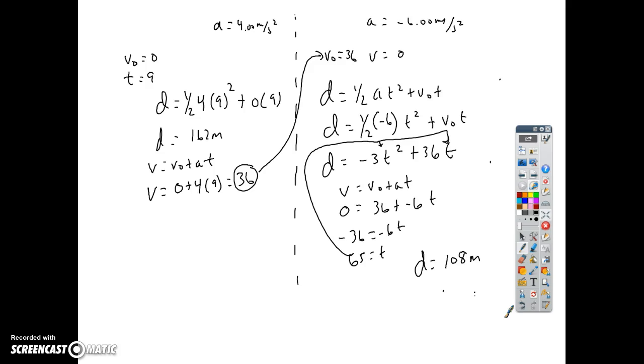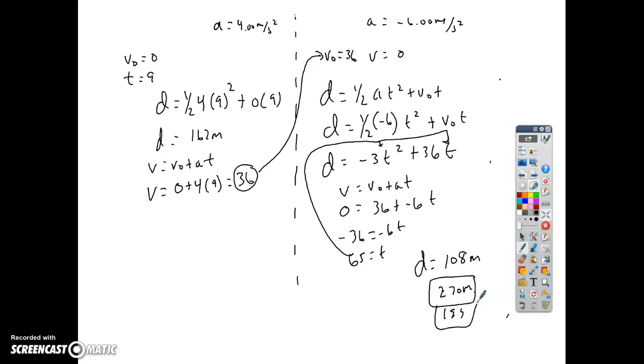All right, so how far did he travel in total? Add the two displacements together and I get 270 meters. So 270 meters is how far he travels in total. And how much time did it take him? 9 seconds for the first part, 6 seconds for the second part, so I get 15 seconds. Agreed?